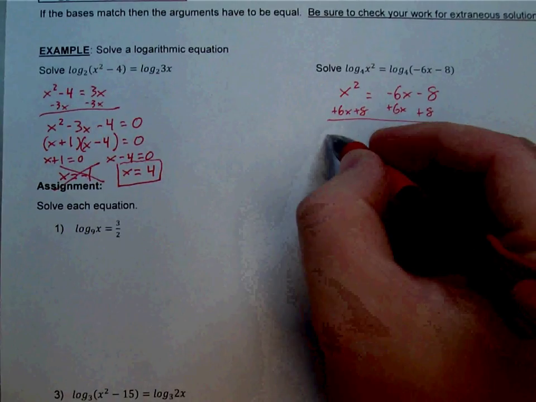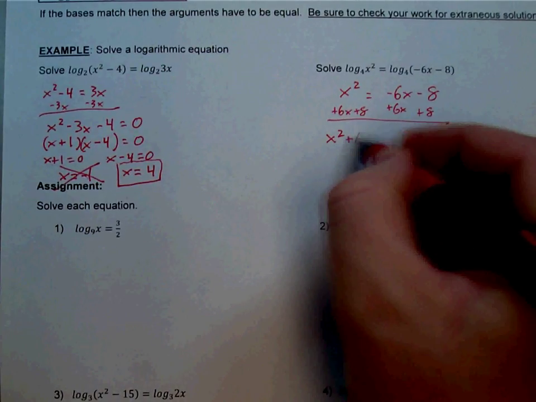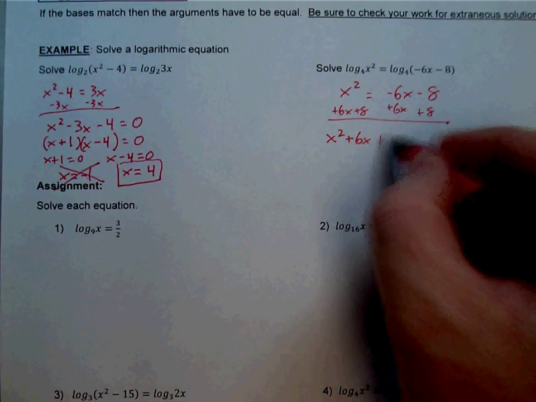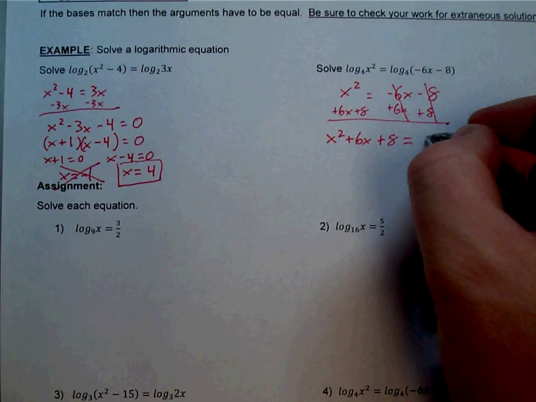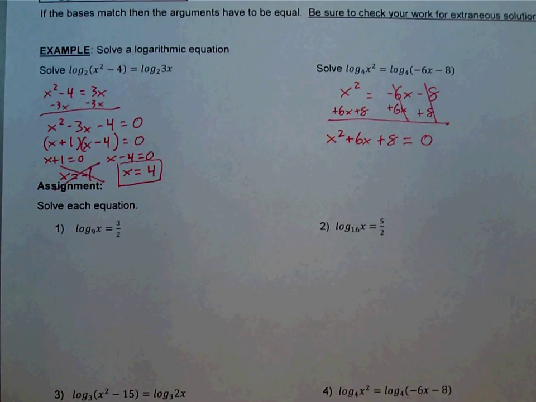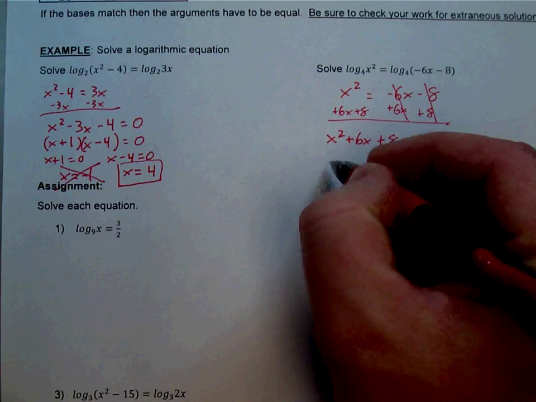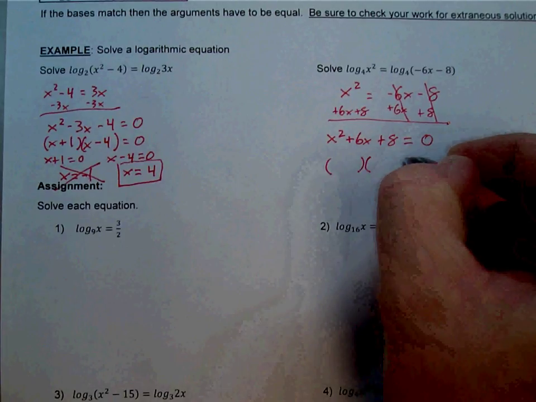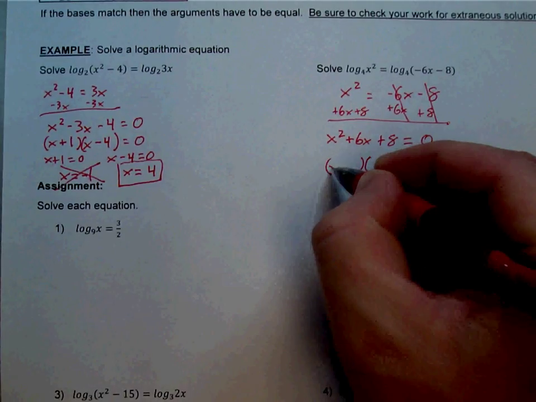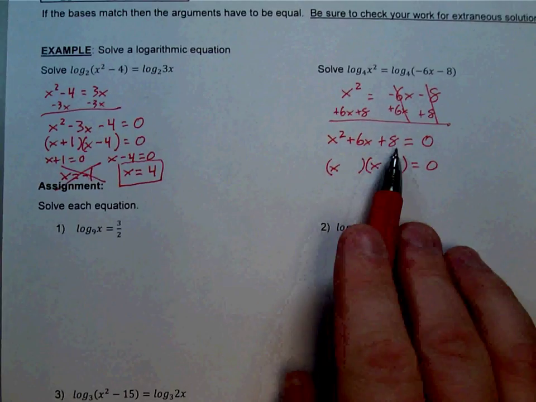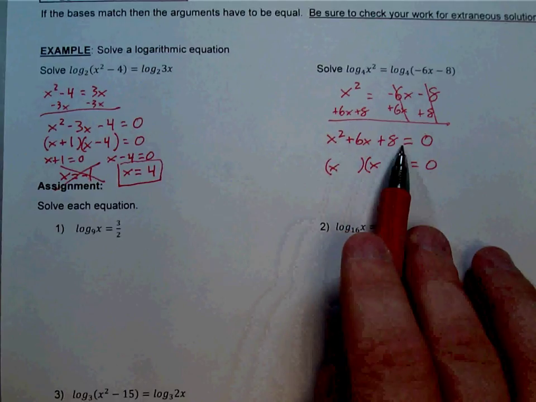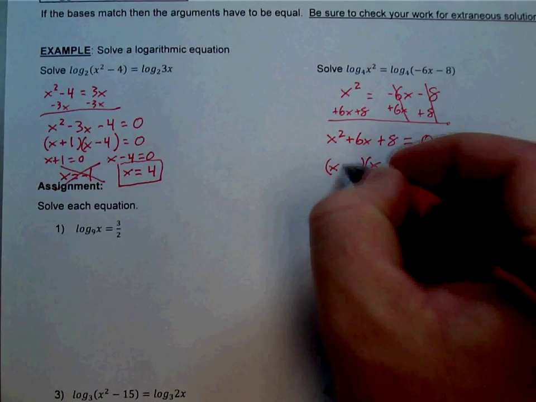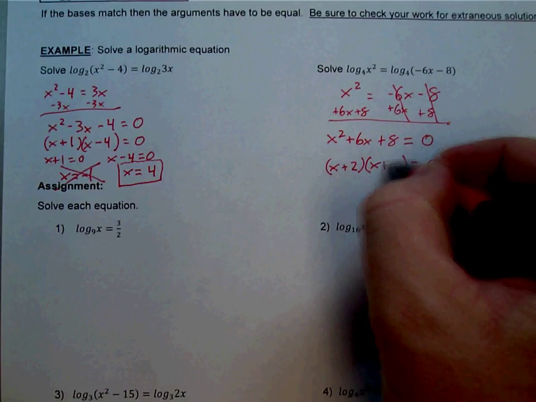So on the left side, I have the x squared. I just added 6x. And I added 8. On the right side, 6x is canceled, 8's canceled, all I'm left with is 0. So now it's set equal to 0, and I try to factor that. I need two numbers that multiply to 8, that also add to 6. That would be 2 and 4. 2 times 4 is 8, and 2 plus 4 is 6. Both positive, so positive 2 and positive 4.